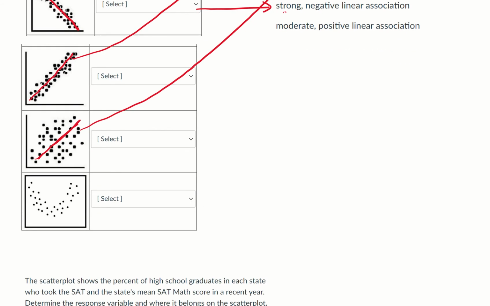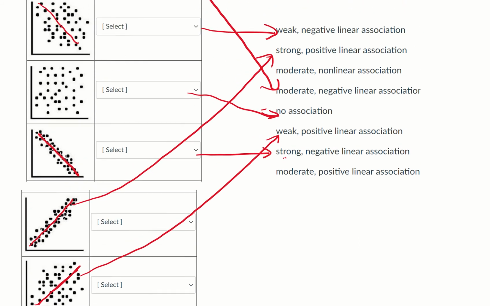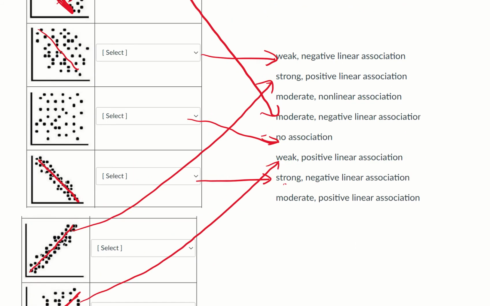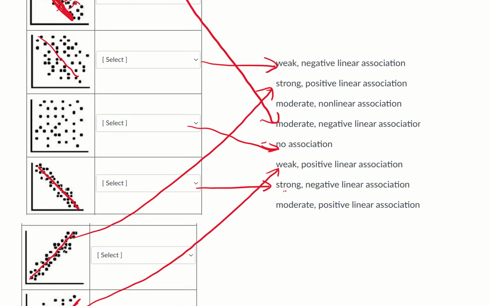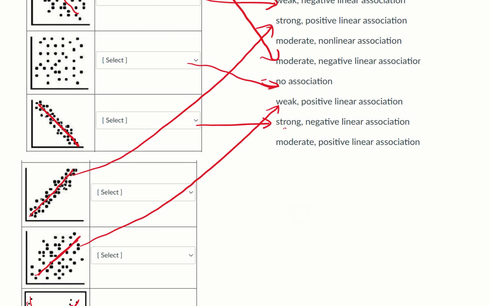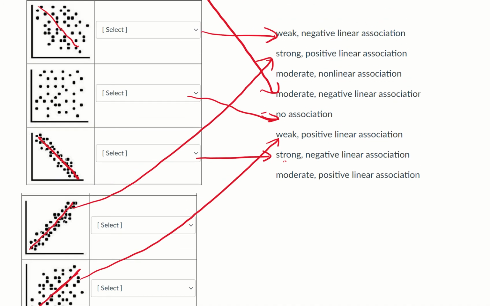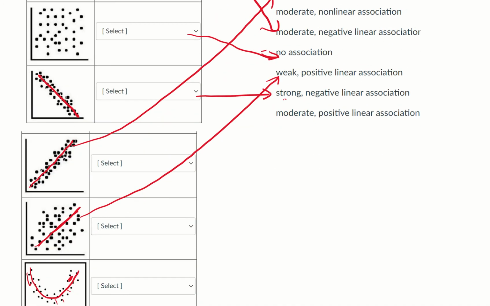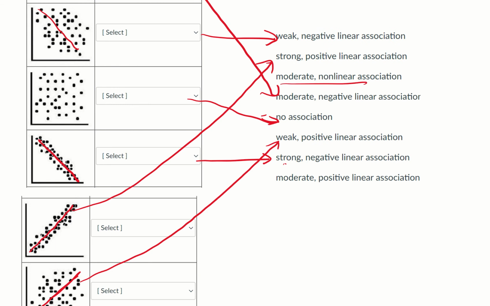And this doesn't even look like a line at all. This looks like a curve, right? And it looks like the points vary somewhat from it. So we'll call it moderate strength. And it's definitely not linear, so it's non-linear. So we can go ahead and say that this is a moderate nonlinear association.